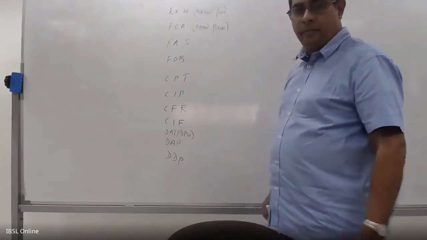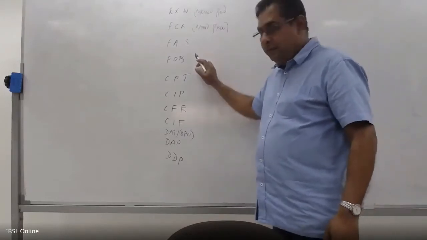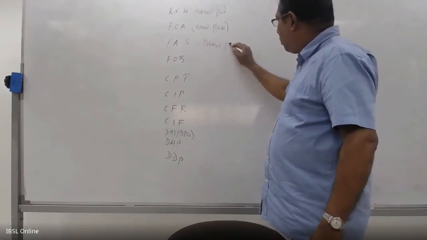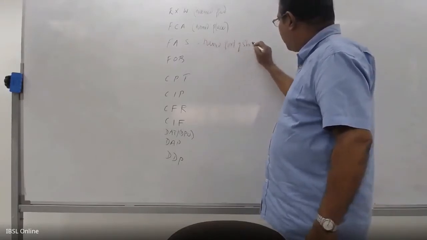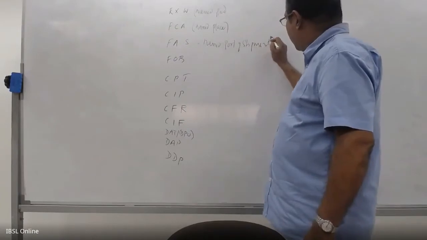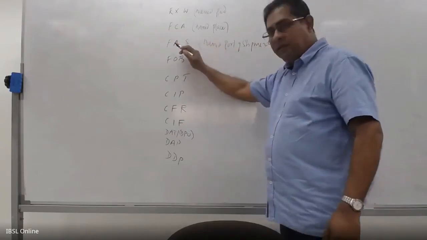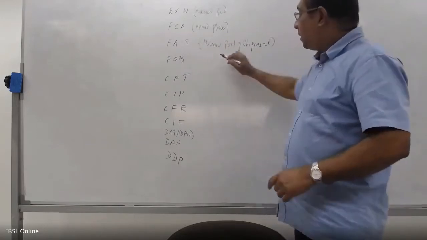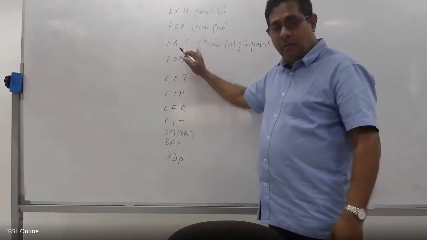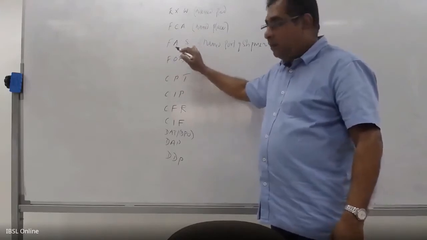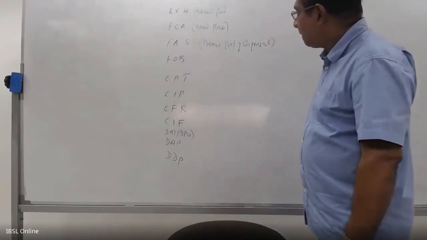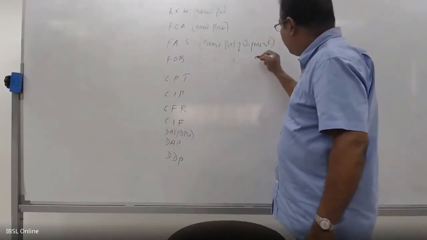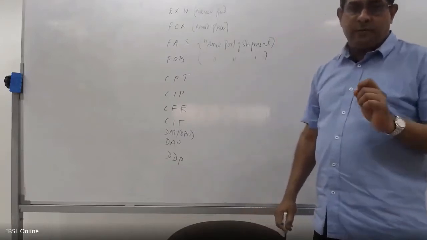Free Alongside Ship, named port of shipment. After FAS, you have to insert the named port of shipment. You can't just say it like this. You have to say FAS Colombo, FAS Singapore, right? FAS Hamburg, like that. FOB, named port of shipment.